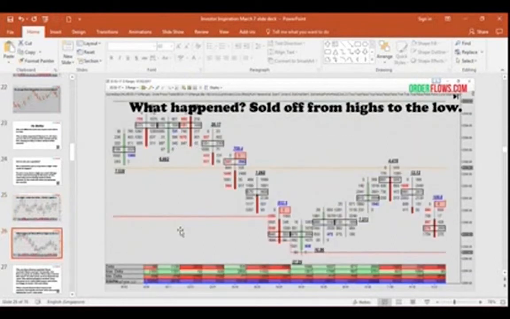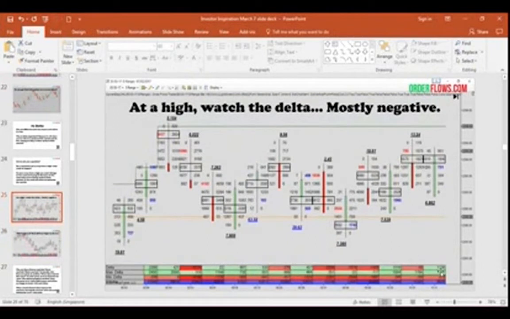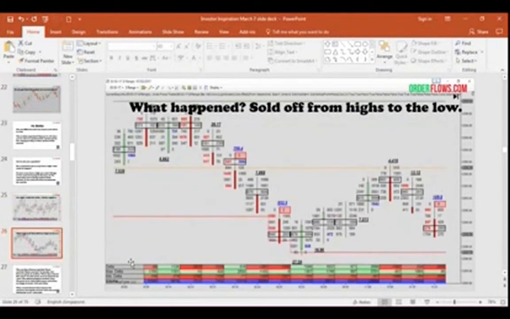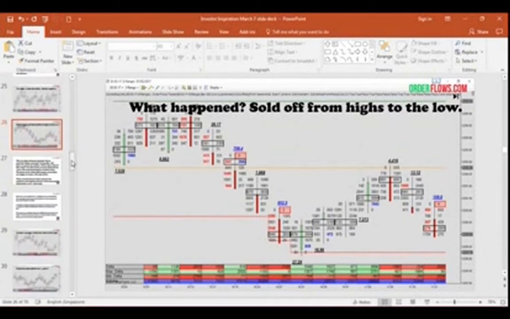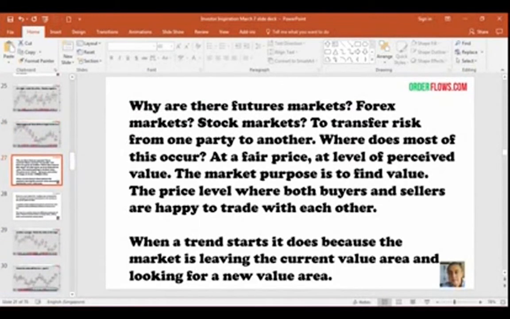And what happened next? This is just a continuation up here, right? This is where we ended. 59.1136, so minus 2,000, minus 1,000, and then it just falls over, trades down all into new lows. So when you're at highs or at lows, watch the delta, keep an eye on it, see what's happening. Are there net buyers or net sellers? Is it strong? Is it weak?